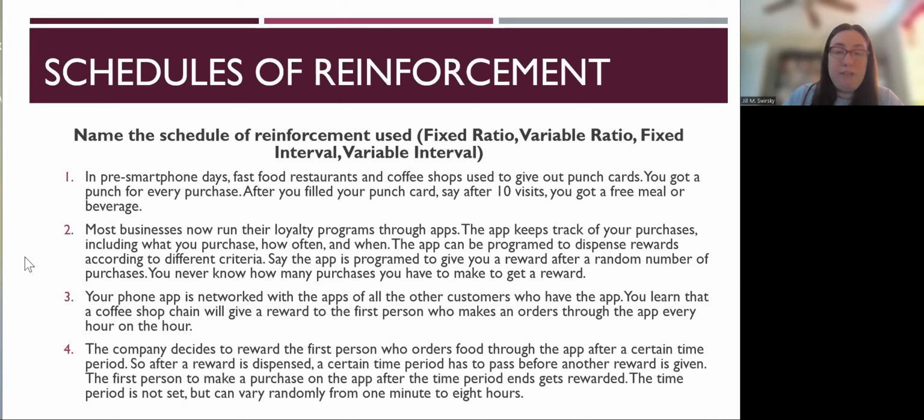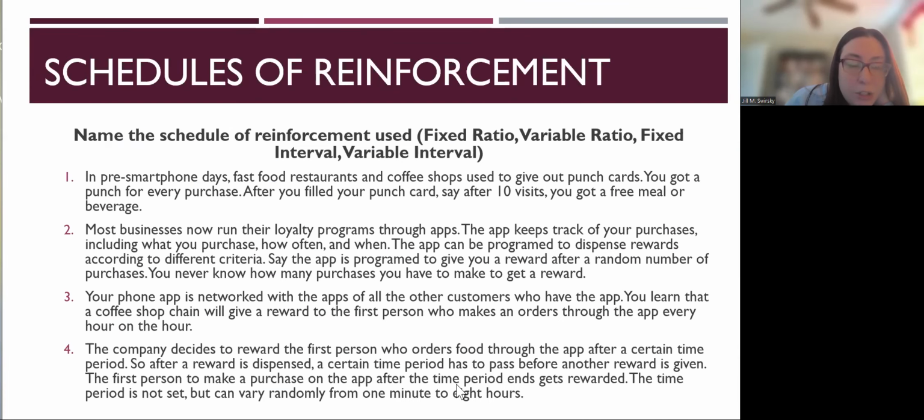The second one is variable ratio. Same thing. We're still based on the number of responses, but now it varies. The word that should give this away for you is random. The app is programmed to give you a reward after a random number of purchases. You never know how many purchases you have to make to earn that reward.